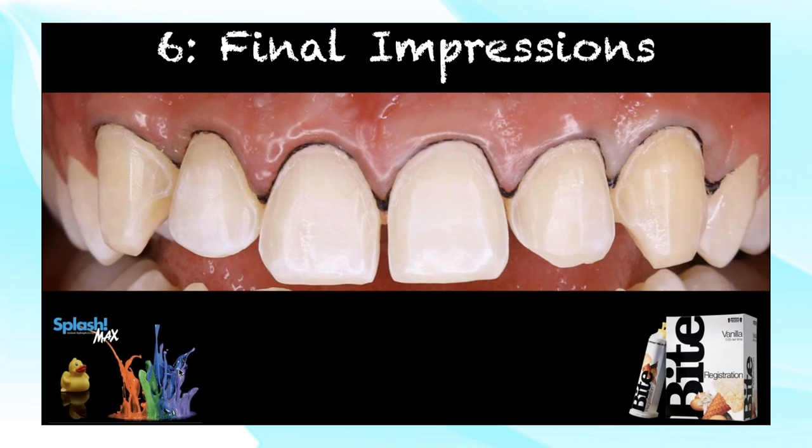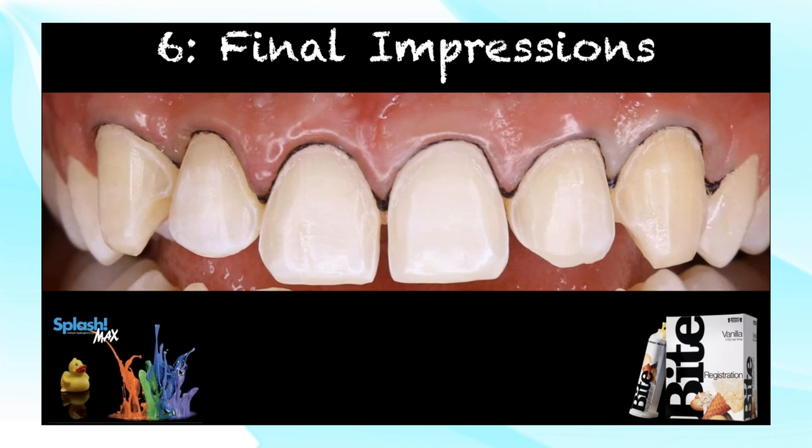So I love using Vanilla Bite. Vanilla Bite sets really quickly. You just have the patient open and close a few times and then have them open and close one more time with the bite registration in place. So that's gonna give us high quality impressions. It's gonna give us good bite registration, and the lab is gonna be able to deliver some great veneers.